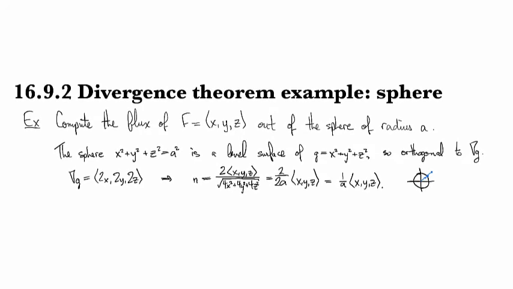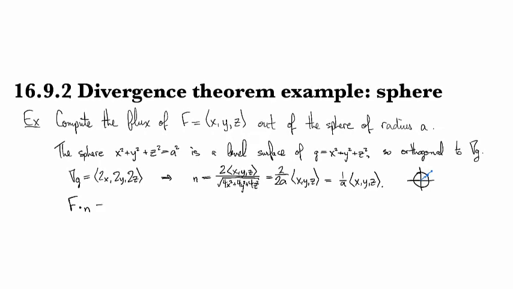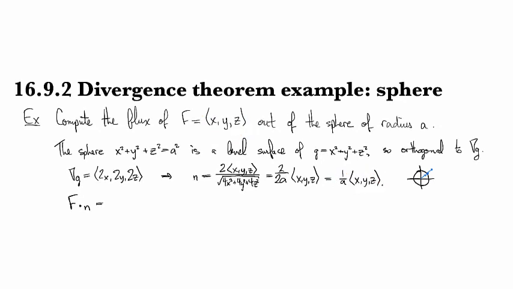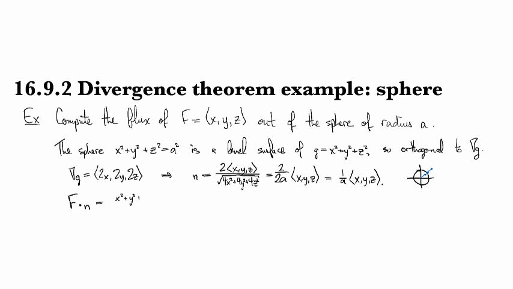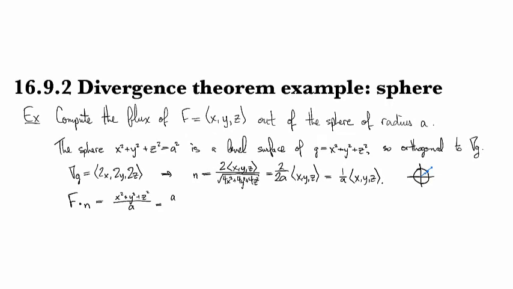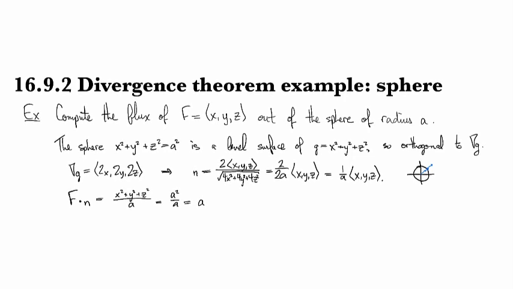So let's see. So then if we look at f dot n, that's going to be, now, so I'm taking the dot product of this guy with the same guy multiplied by 1 over a, and so that's going to be x squared plus y squared plus z squared all over a, but the top is just a squared, so this simplifies to a. All right, now we're cooking.